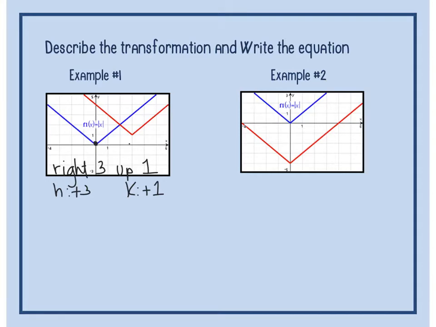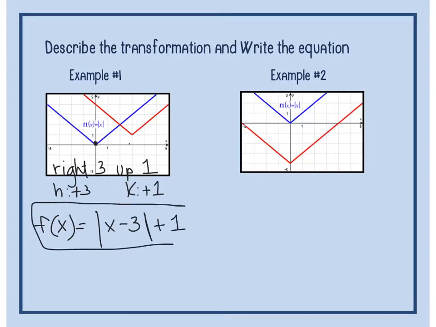So now we're going to write the equation. Now this is an absolute value, and we know that because of the V shape. So absolute value. When I plug in the h, I'm really subtracting it, so it changes signs. And then the k value goes at the end outside of the absolute value.